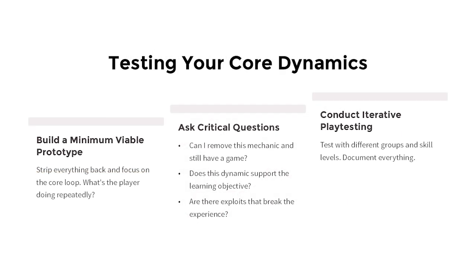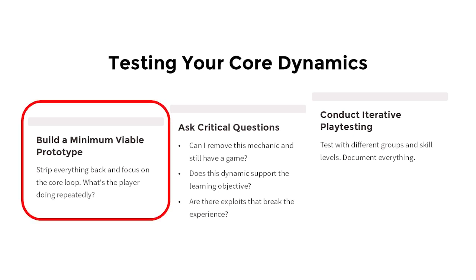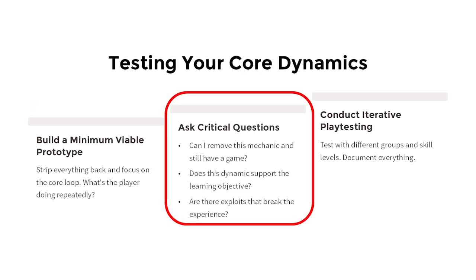Once you've designed your core dynamic, you need to test it by building a minimum viable prototype. Strip everything back and focus on the core loop. What's the player doing over and over again? Ask yourself, can I remove this mechanic and still have a game? Does this dynamic support the learning objective or theme? Are there any exploits that break the experience?